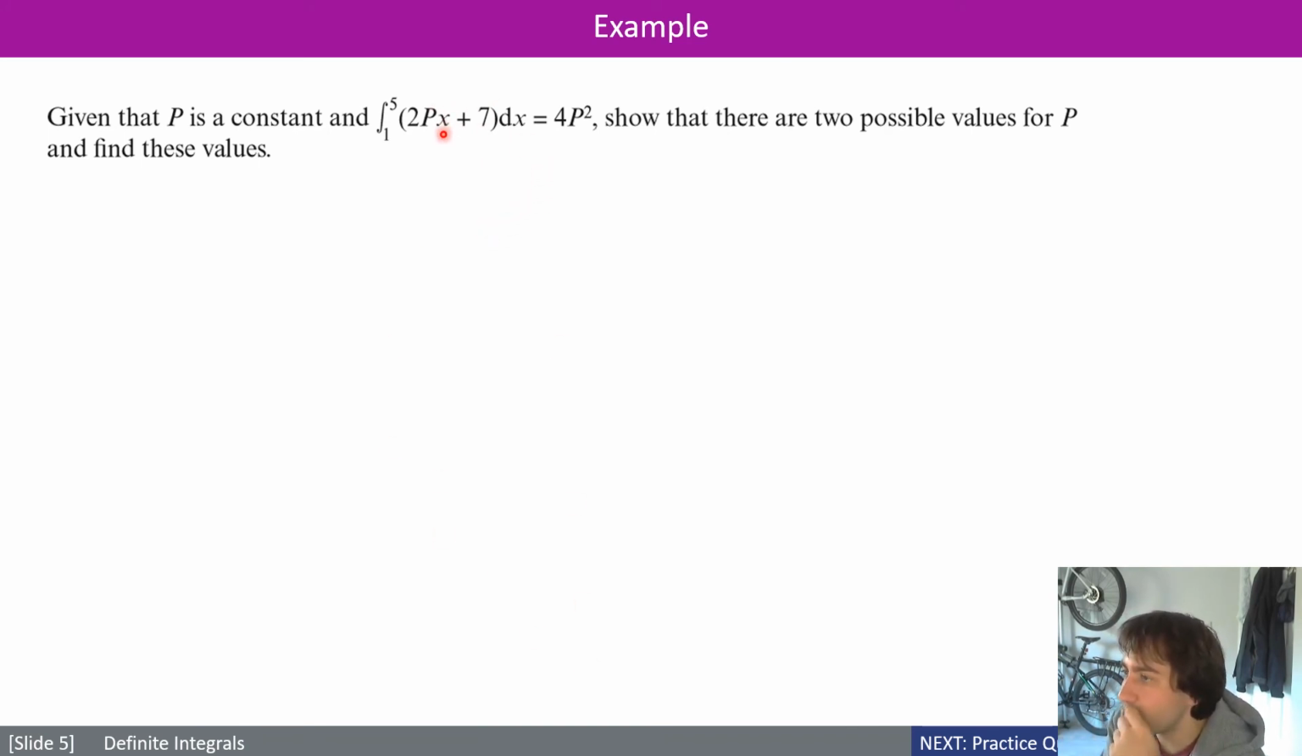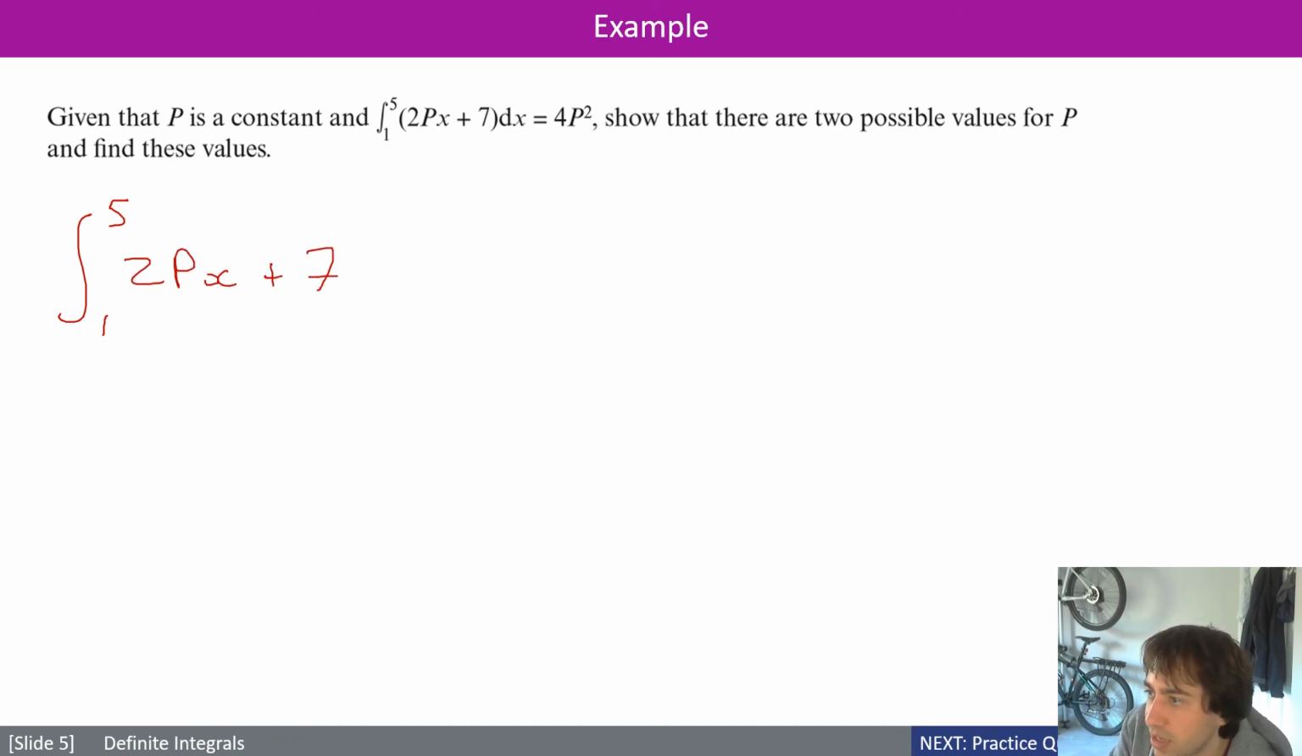So what we're going to do is the left-hand side first, and we're just going to treat p as a number, and you do the same steps that we just did a moment ago. So I'm going to write it out again. It's the integral from 1 to 5 of 2px plus 7 dx, and I don't really need those brackets.